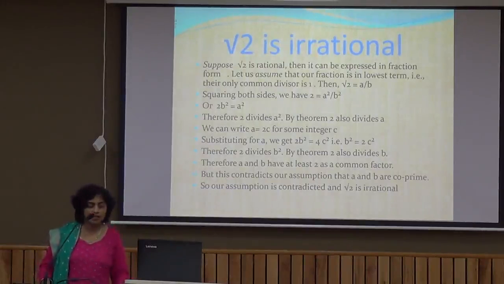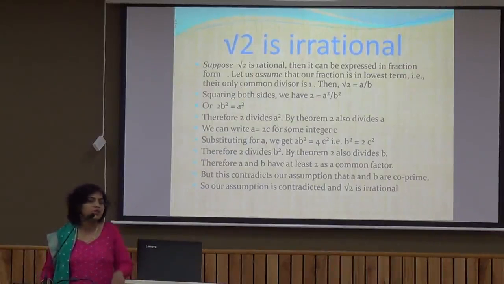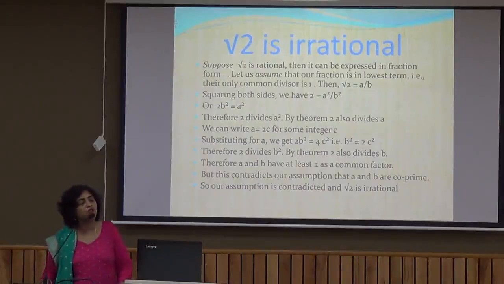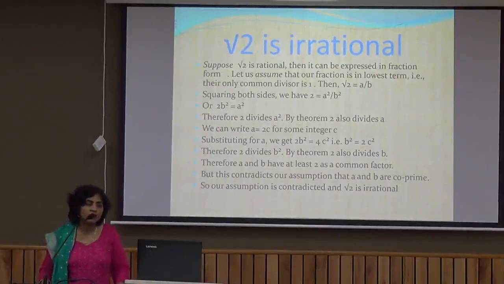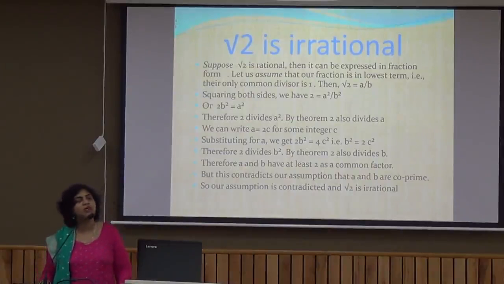That says 2 divides a square. By the theorem, if 2 divides a square, it should also divide a. So we can say a equals 2c, a multiple of 2, where c is another integer. Now substituting a equals 2c in our previous equation, we get 2b square equals 4c square. Dividing the whole equation by 2, we get b square equals 2c square. This tells us that 2 divides b square, so it shall also divide b. That means b is also a multiple of 2.